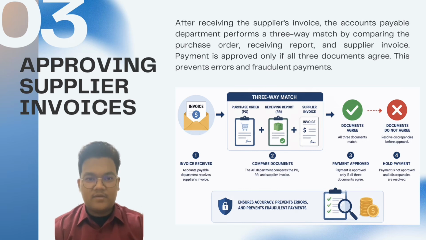After receiving the supplier invoice, the accounts payable department performs a three-way match by comparing the purchase order, receiving report, and supplier invoice. Payment is approved only if all three documents agree. Payment is not approved until discrepancies are resolved. This prevents error and fraudulent payment.